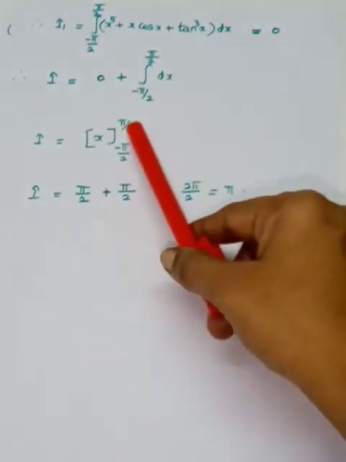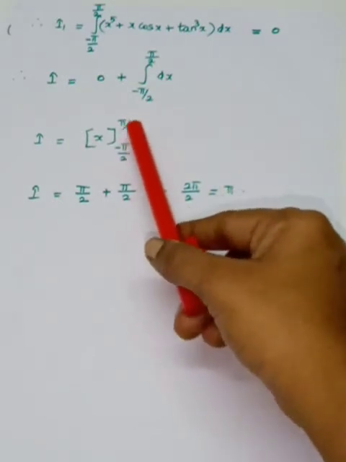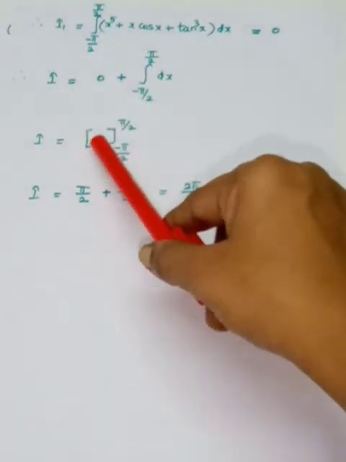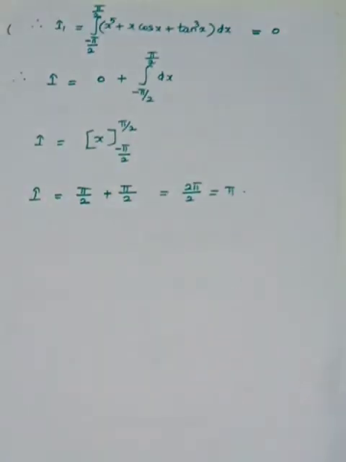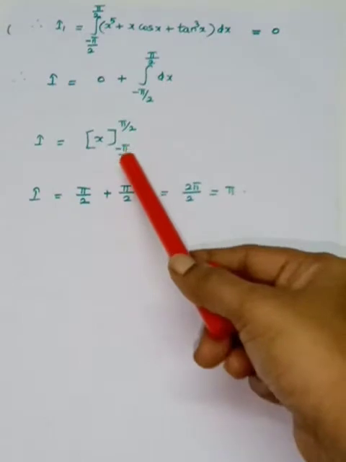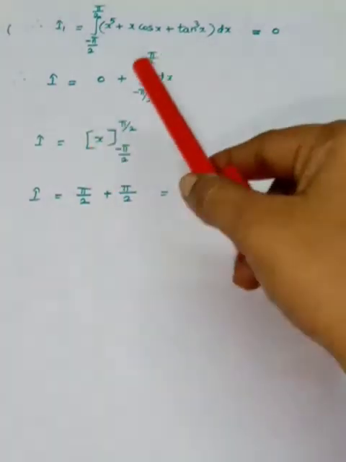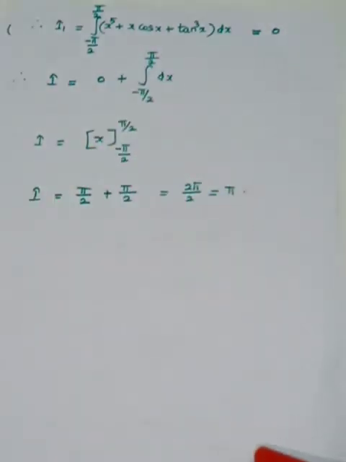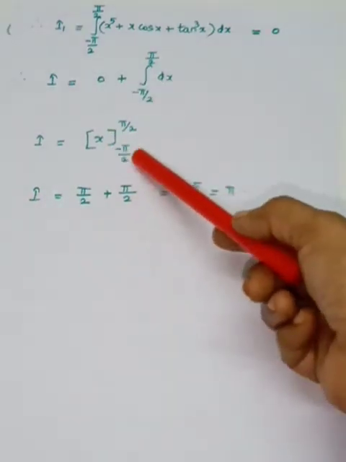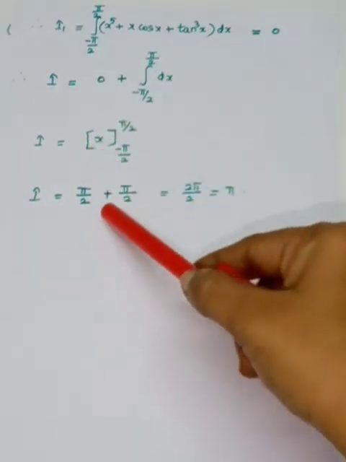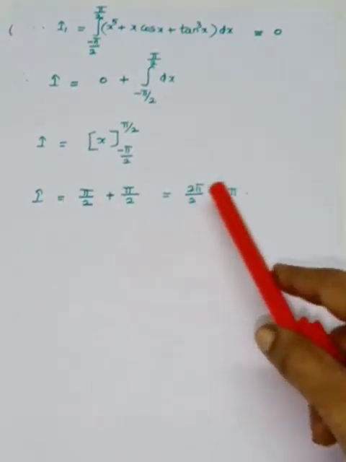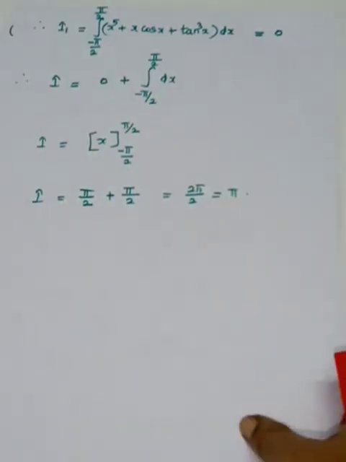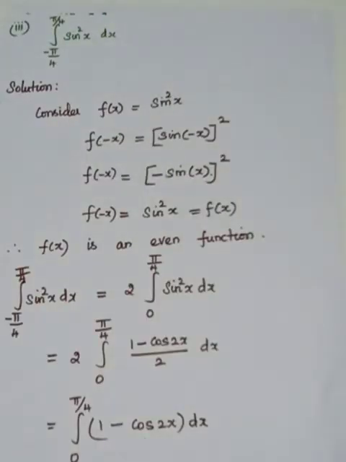How to apply the limits? Using the second fundamental theorem. First the upper limit has to be applied, so in the place of x, you substitute pi by 2. Next in between, you have to write minus. And next you apply the lower limit, so it is minus pi by 2. In between you are having one minus, and when you apply the lower limit you will have another minus, so minus into minus gives plus pi by 2. When you add these two, your answer is pi. Okay, so we completed the second subdivision using that property.